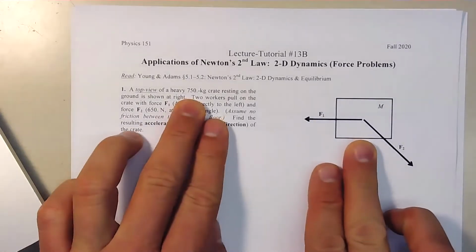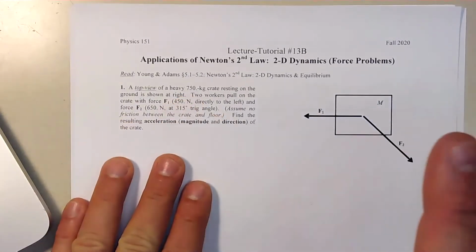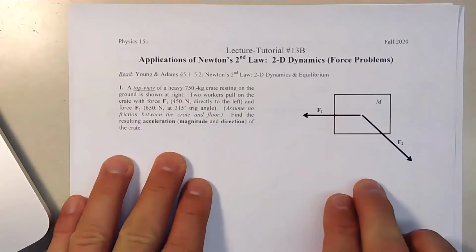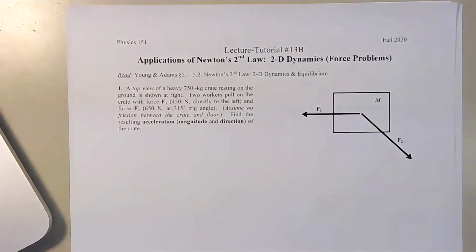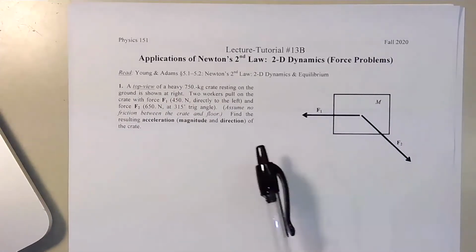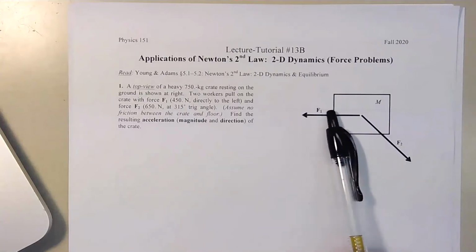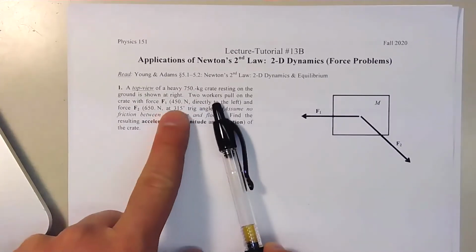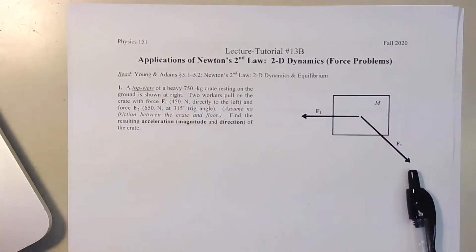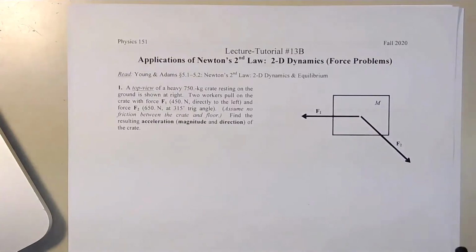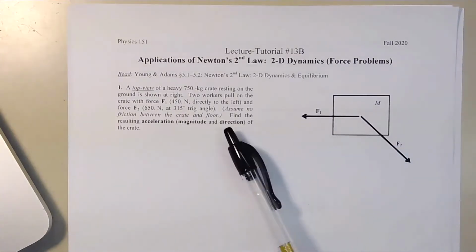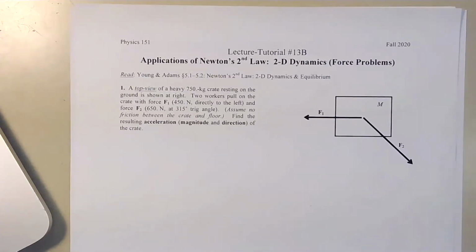shows a heavy crate of known mass, and this is a top view looking down from above, so it's a bird's eye view. And 2 workers pull on this heavy crate with 2 force vectors that are given here. We're given the magnitudes and the directions. So we're given all the information about the applied forces from the people. If this crate is on a frictionless surface, then what will be its resulting acceleration?